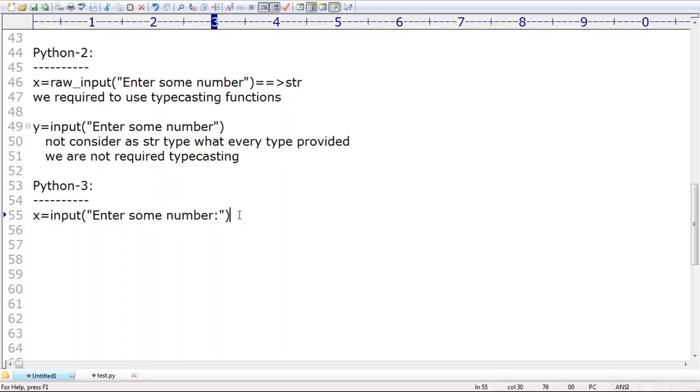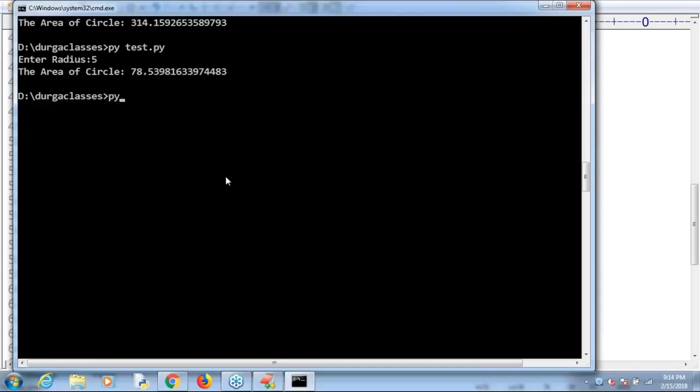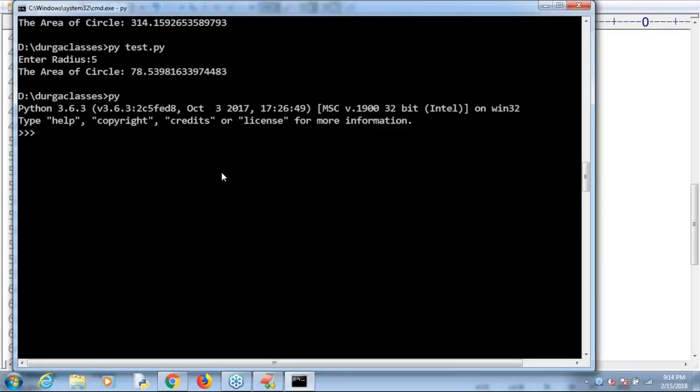Okay, that's all. This is what you people should be aware of, right? Now where is the proof for that? Sir, can you show some proof? You people may ask. Now just observe. Here I'm using Python 3.6.3. My requirement is x is equal to input of 'enter some number'. I'm trying to print that type.